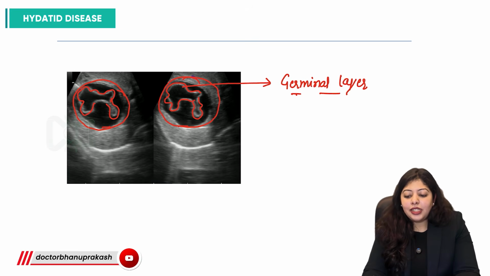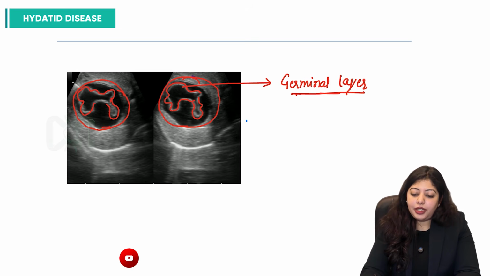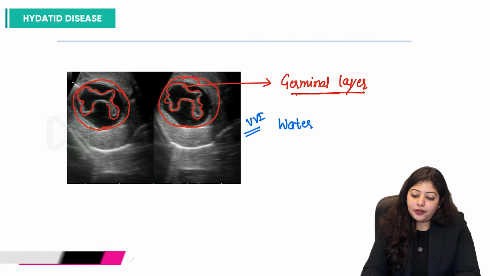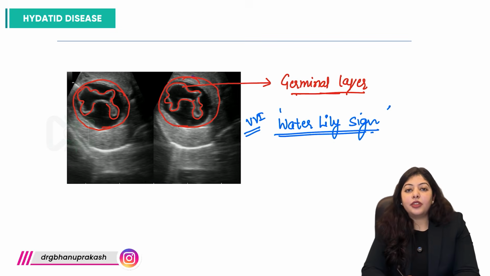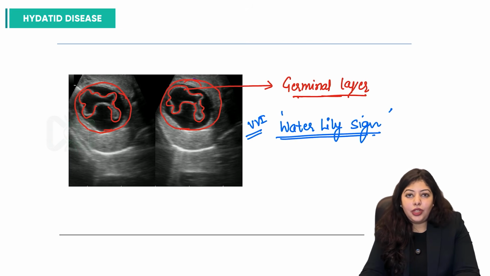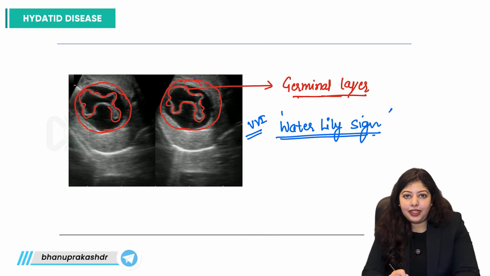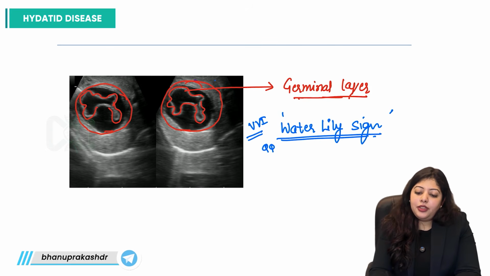So this structure that keeps floating on the fluid gives a very, very important sign, which is known as the water lily sign. Water lily sign. Most important question from this topic. Water lily sign: the germinal layer which gets collapsed and the fluid leaks out. So this is seen as dancing inside, right? So this is a very important sign.